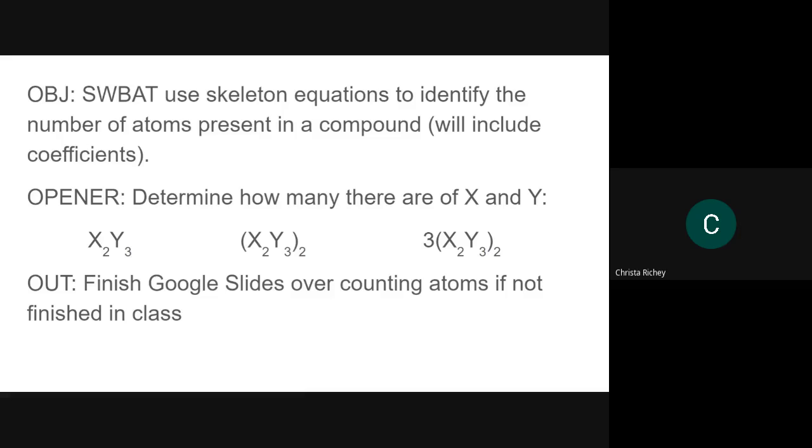Now, for this, and don't worry, we're not doing algebra in here. I'm just using X's and Y's to show you this works with just about everything. We're going to figure out how many of X and how many of Y are present for each of these. So this first one, I'm going to freeze this so I can move my cursor. This is the easiest one. There's no tricks to it.